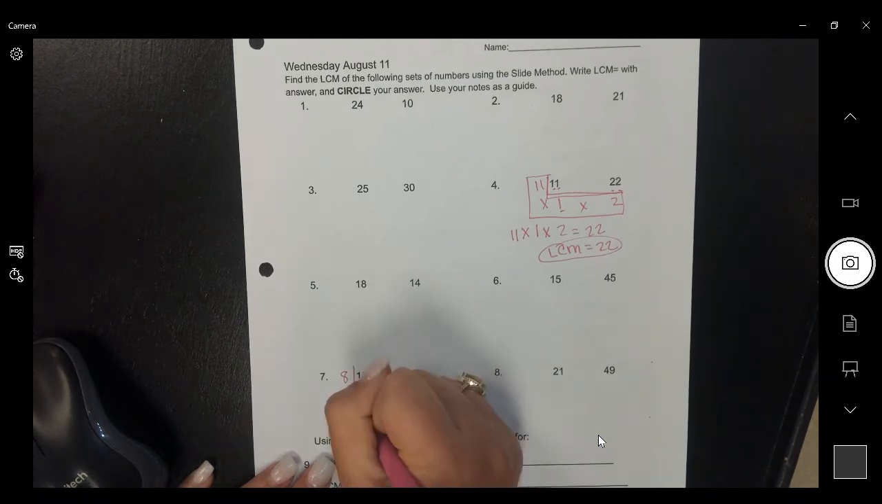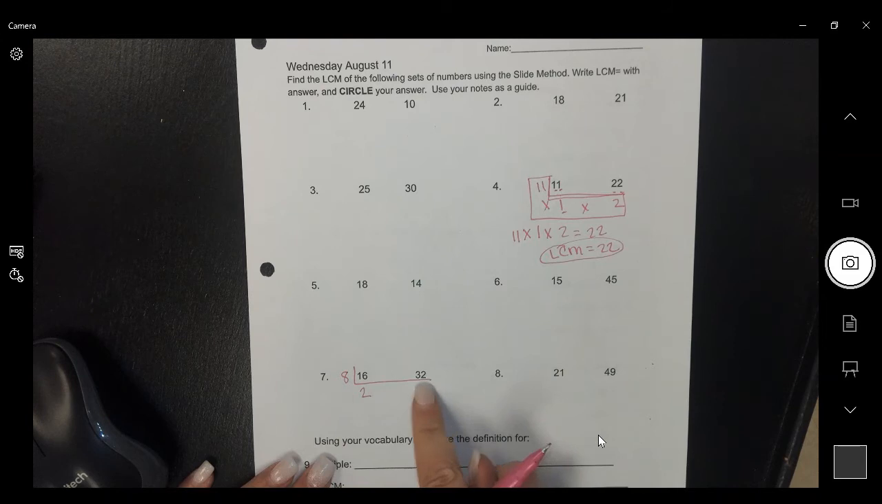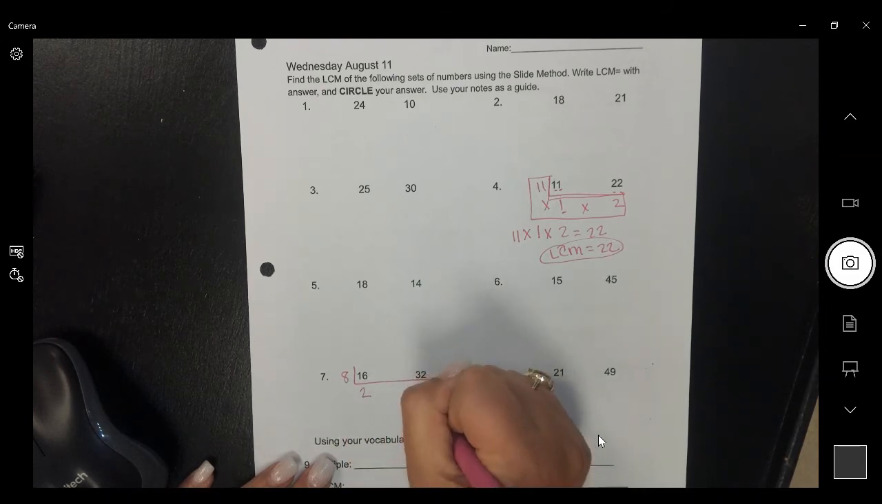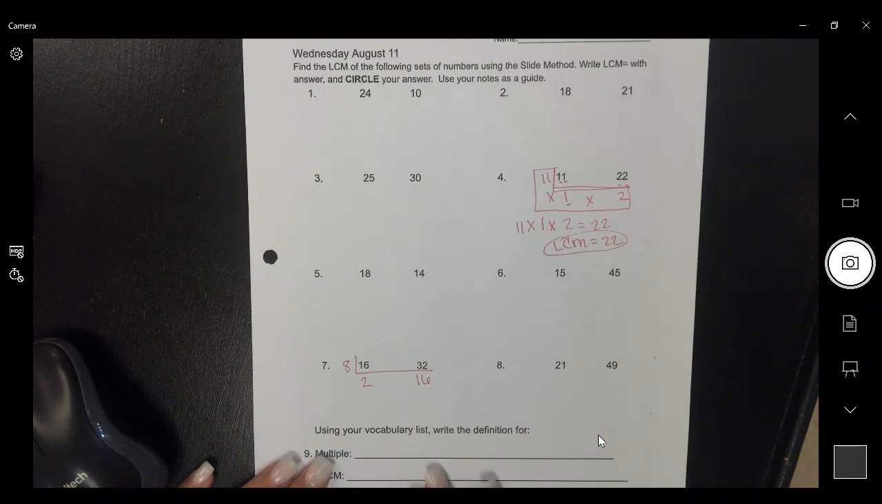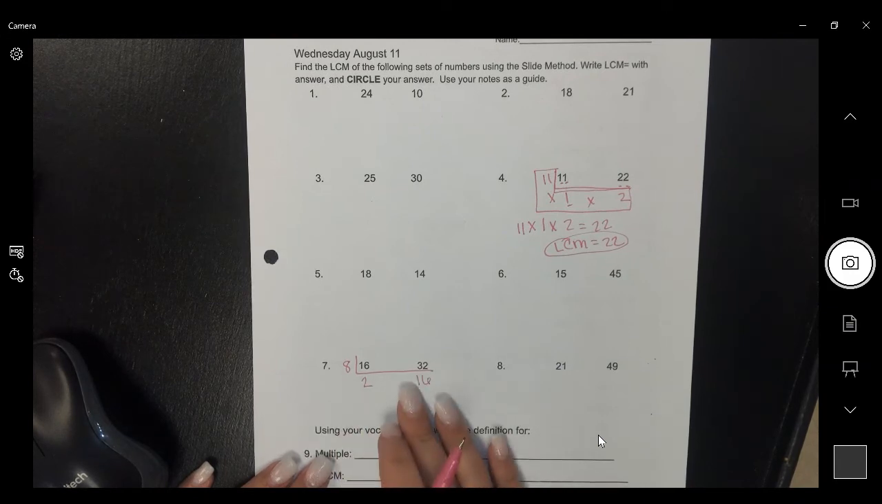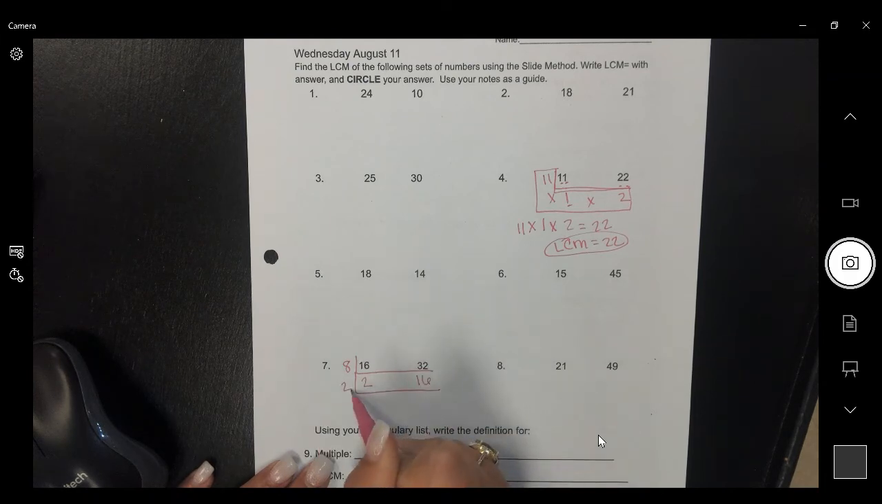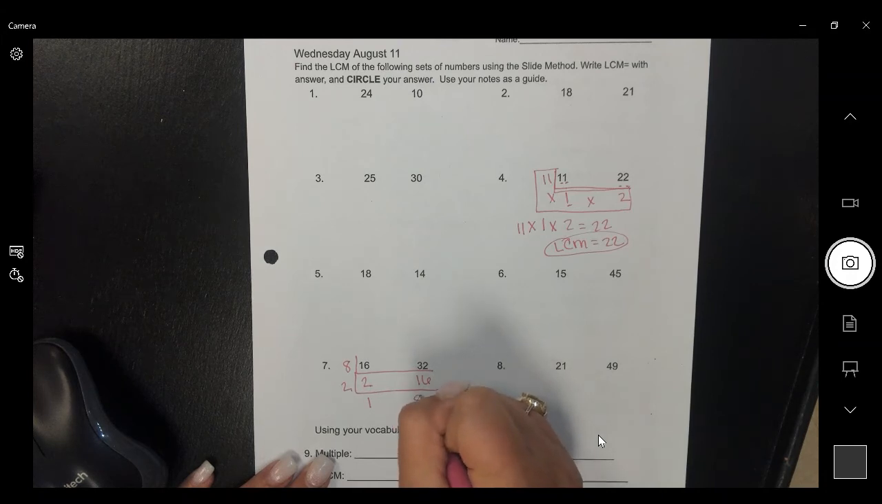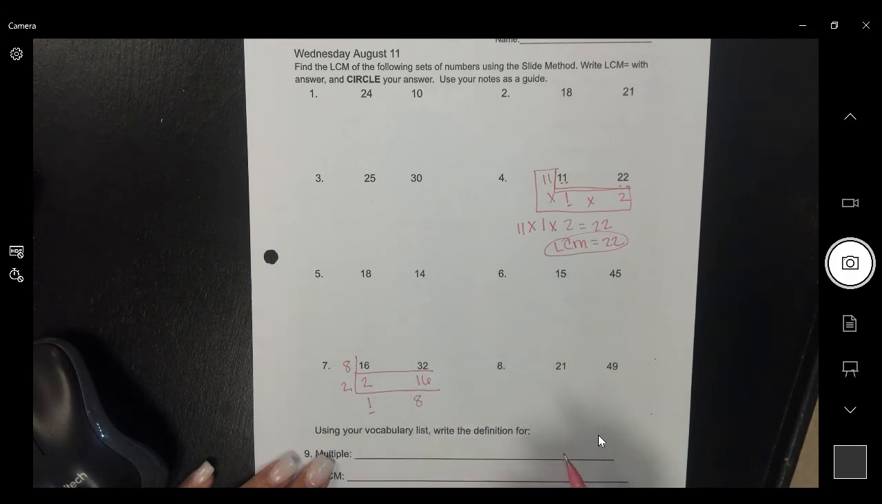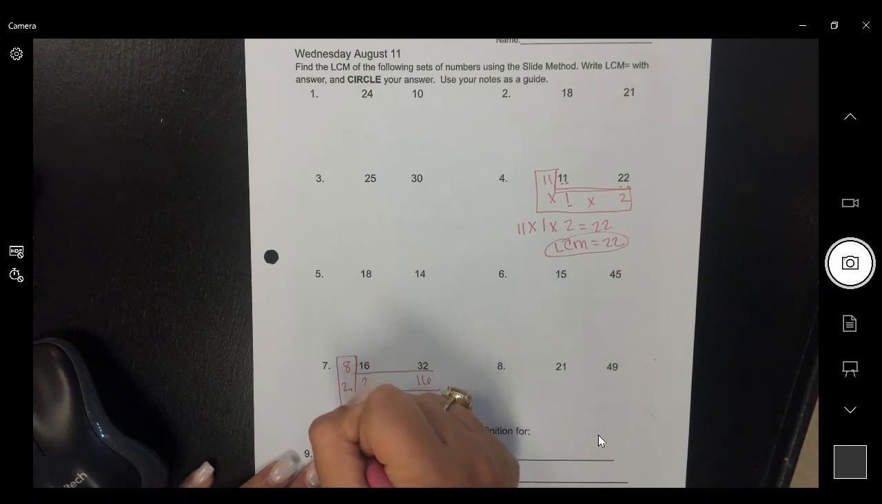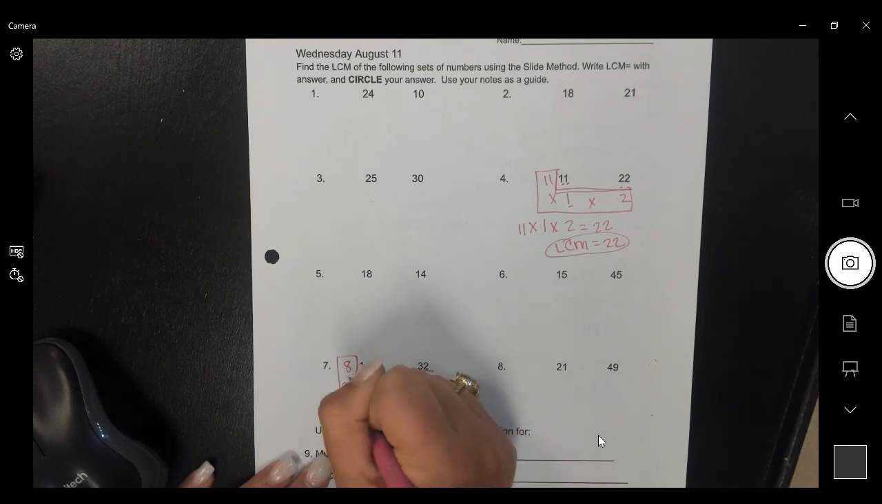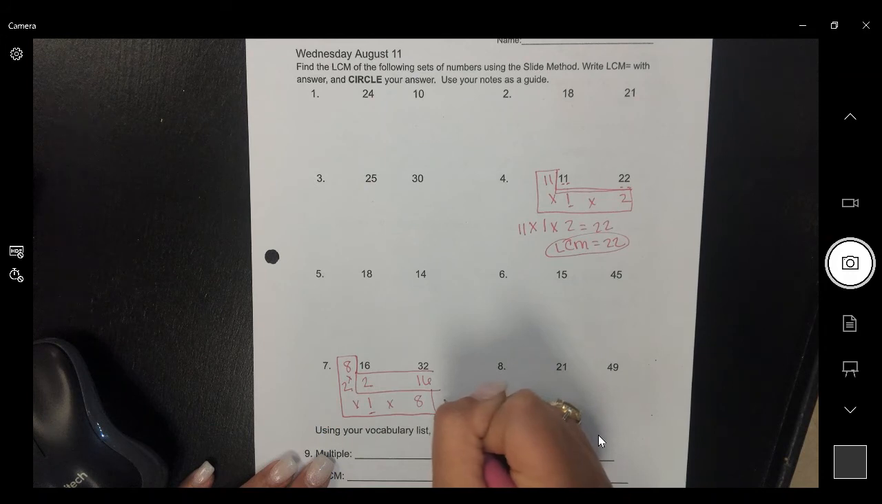16 divided by 8 is 2, and 32 divided by 8 is 4. Well, I can't stop there because both of my numbers are even, which means there's another number I can pull out of both of them. And that common factor of 2 and 4 is 2 because it is even. So 2 divided by 2 is 1, and 4 divided by 2 is 2. I hit 1, so I know I'm done. So I draw my L, and I multiply those together.